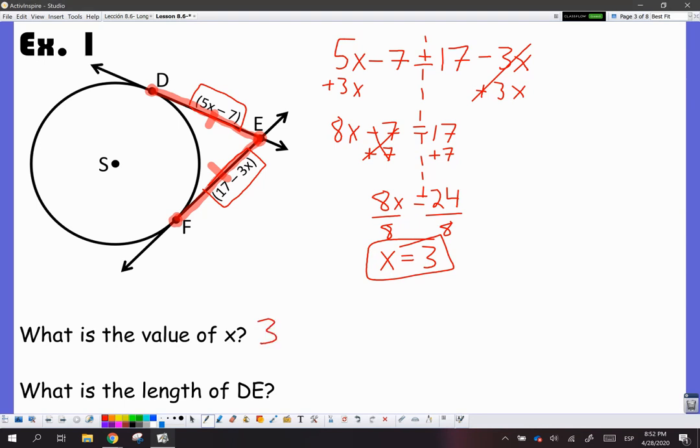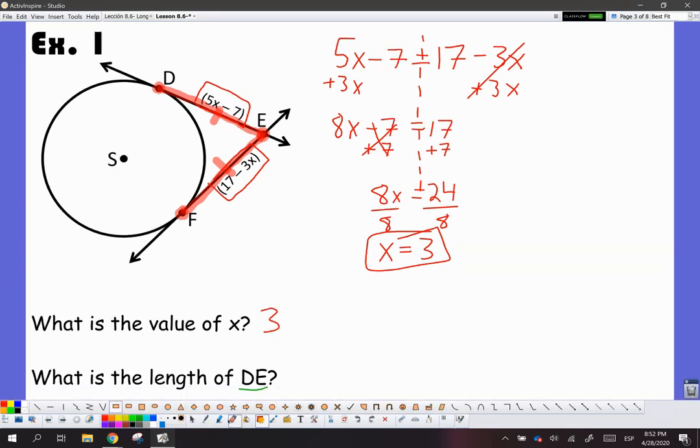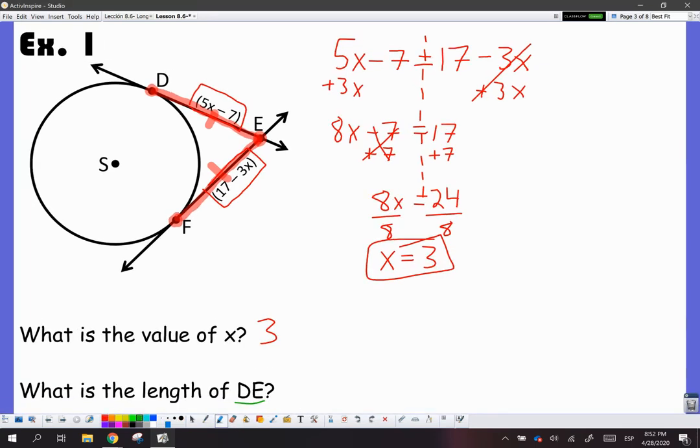Now the next thing that they want me to find is the length of DE. So let's go and find the segment DE. Here's point D, here's point E, so the segment I want to find the length of is right here. Now, realistically, I could use either of these expressions to find that length since I know that they're congruent, so it would be the same thing. But just to keep it simple, I'll use the expression for DE, 5x minus 7.